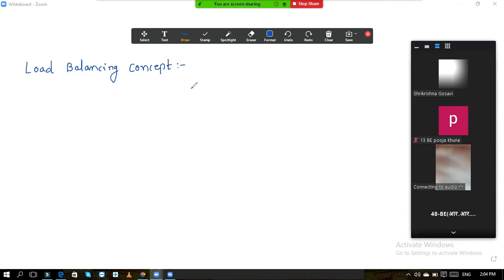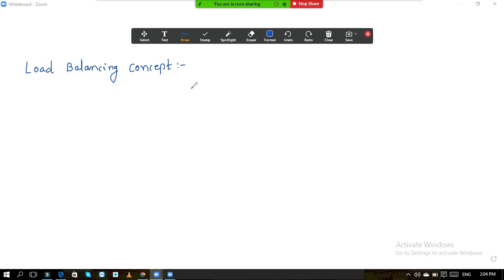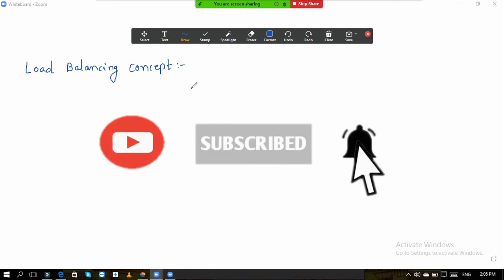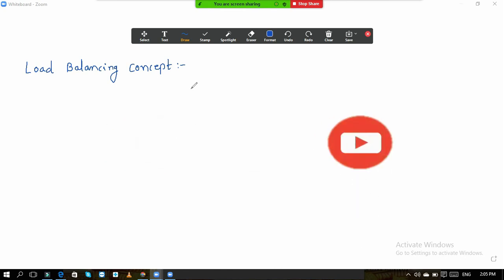When the parabolic tendon is there, what is your upward load? It is 8 PH upon L square. So that we will calculate now. Just a moment. So now the next is the load balancing.